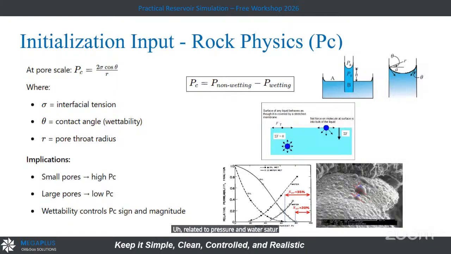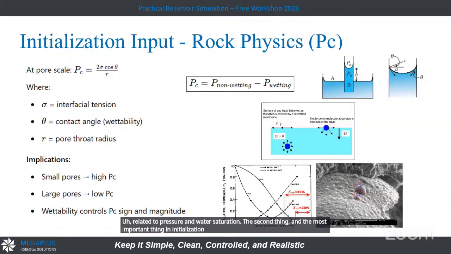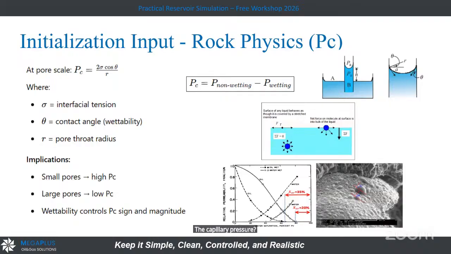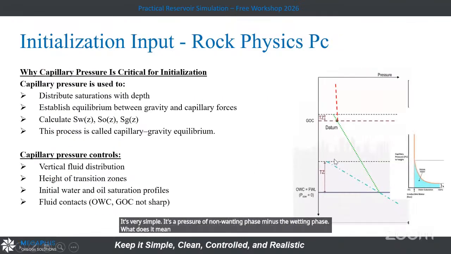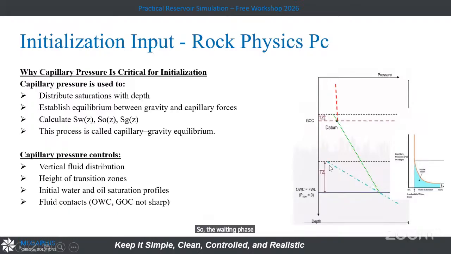water saturation. The second thing and the most important thing in initialization and distribution, something called capillary pressure. The capillary pressure is very simple. It's the pressure of the non-wetting phase minus the wetting phase. What does it mean? Here I have as an example the wetting phase. It's water wet. So the wetting phase here is the water, and here the non-wetting phase is the oil. So the pressure here minus the pressure here will be equal to the capillary pressure, if you want to get it from the RDT or the pressure distribution that you have.